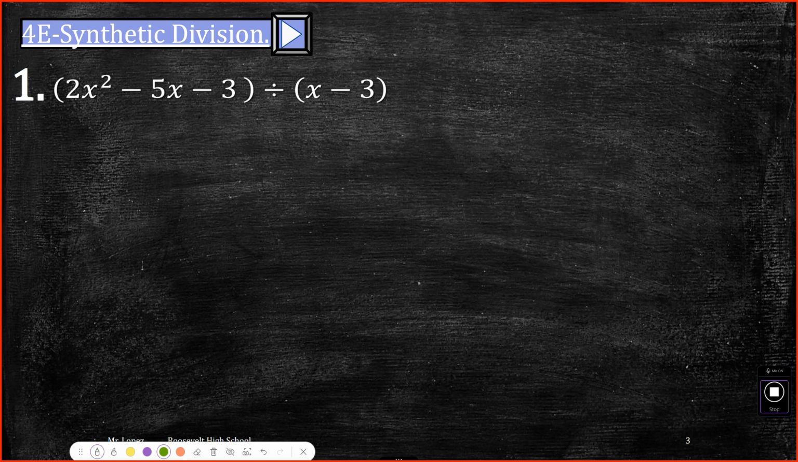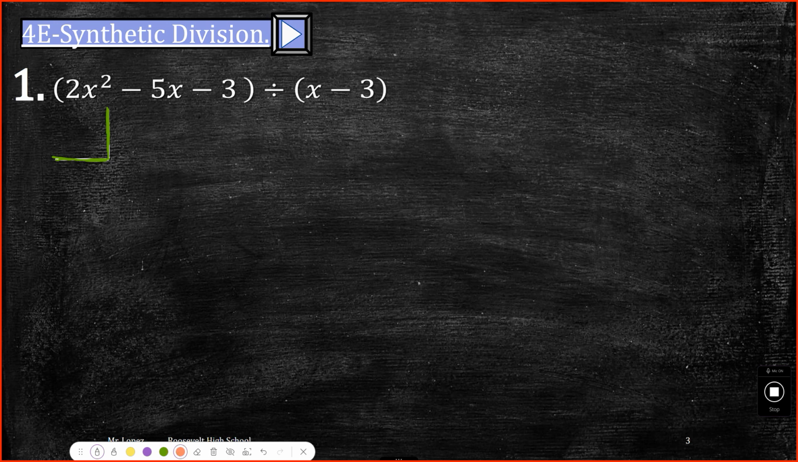Step number 1. You draw a box that looks like this, a backwards-looking L. Inside of that box, you're going to put a number. So what number are you going to put in there? Okay, here's the number that you're going to put in there.